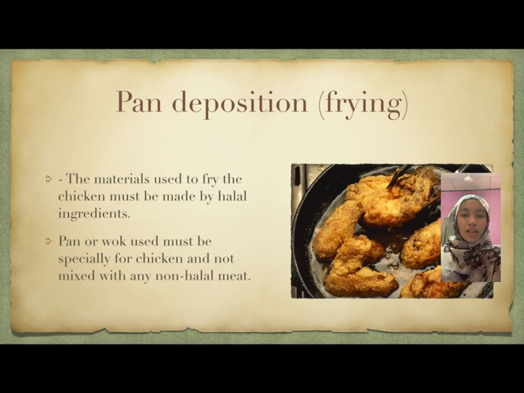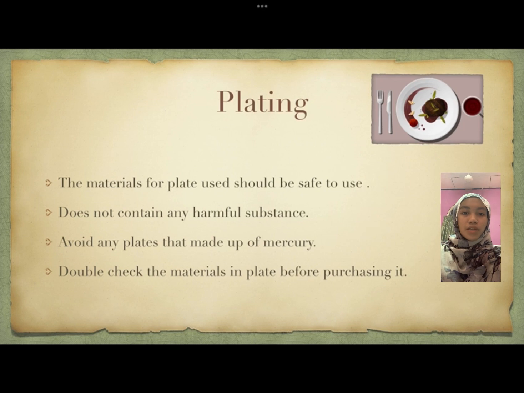Next is plating. The materials for the plate must be safe to use, which means it doesn't contain any harmful substance, and we should avoid any plates that are made of mercury. This is because mercury can cause bad effects to our health. We also need to double check the materials in the plate before purchasing it.